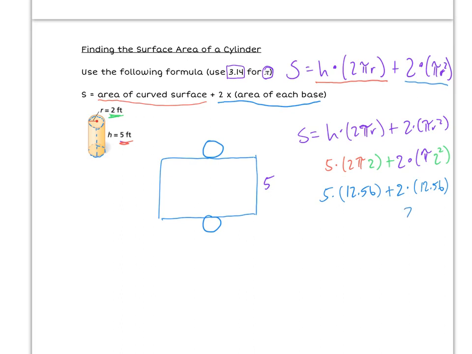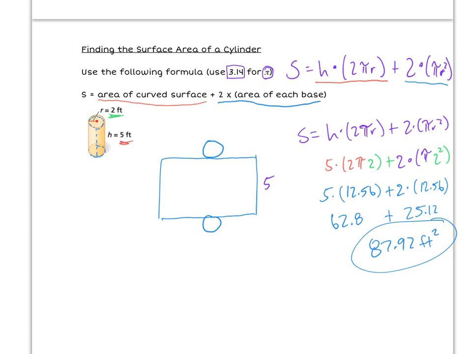The left side would be 25.12. The right side, we would do our 12.56 times 5, and we'd have 62.8. And then we'd add those together to get a total of 87.92, and it's feet squared because we are doing surface area.